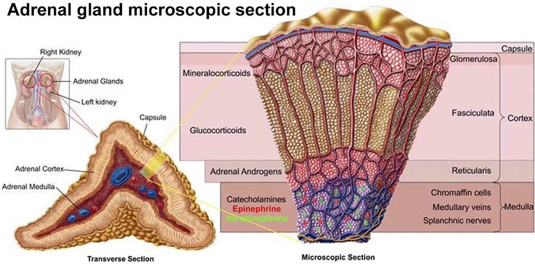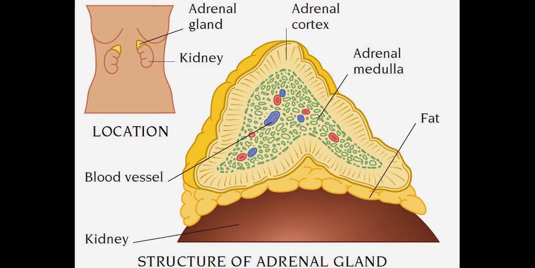The adrenal cortex itself is divided into three main zones: the zona glomerulosa, the zona fasciculata and the zona reticularis. The adrenal cortex produces three main types of steroid hormones. They are the mineralocorticoids, the glucocorticoids, and the androgens.